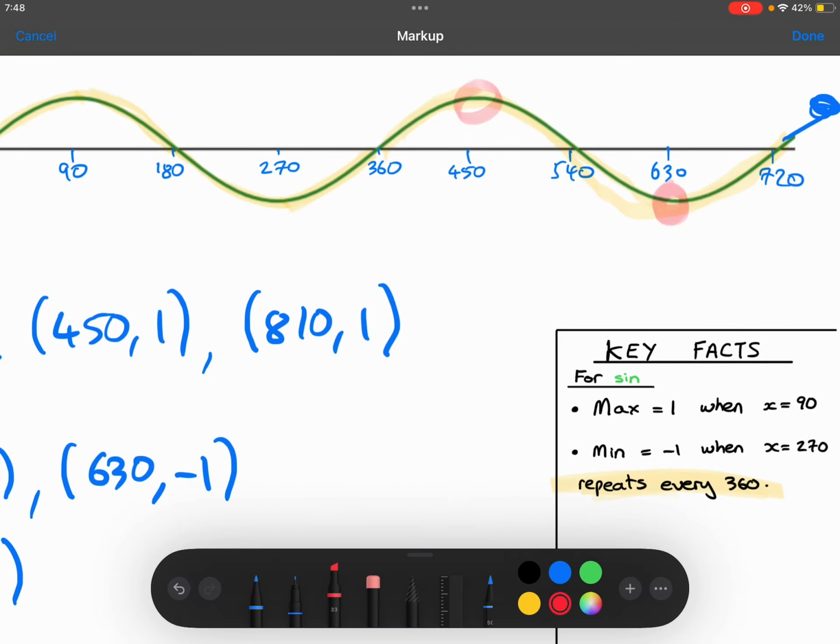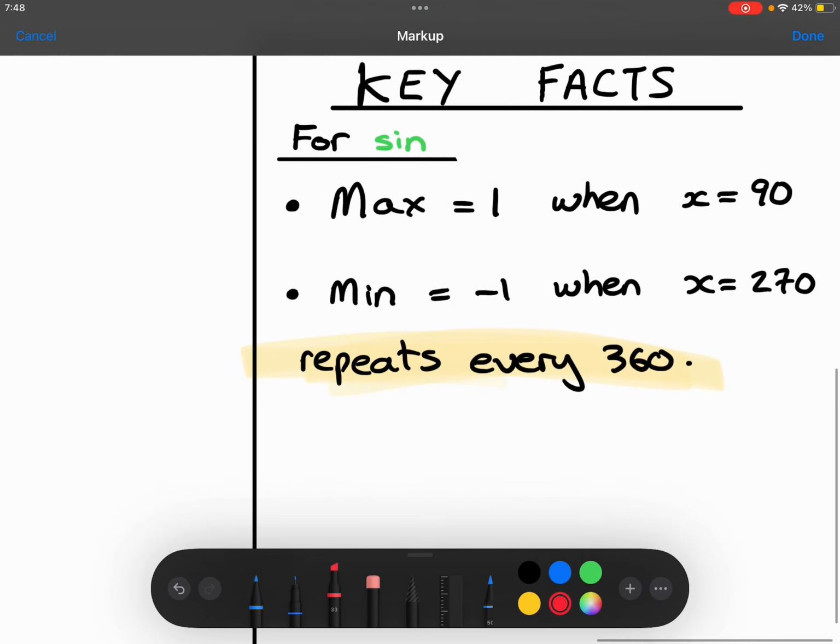So, key facts about the sine graph. It has a maximum of 1 when x is 90. It has a minimum of -1 when x is 270. And it repeats every 360 degrees.